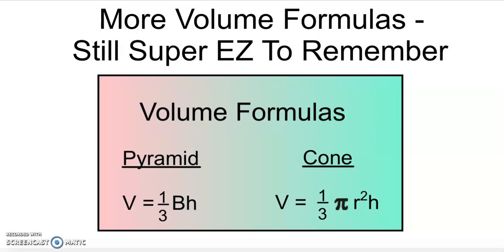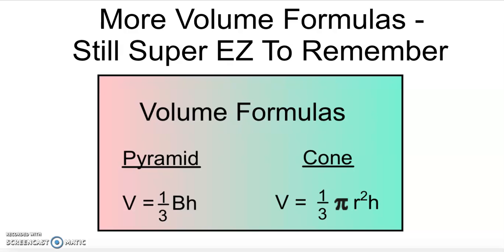The formula for finding the volume of a pyramid and cone are very similar to each other. Whereas we were finding the volumes of cylinders and prisms, it was area of the base times height. For pyramid and cone, it is 1/3 area of the base times height. So a pyramid could be a square, it could be a triangle, it could be a pentagon for a base. So you just find the area of the base and multiply that times the height and then divide that by 3.